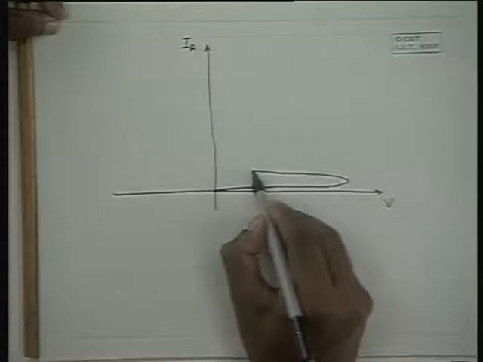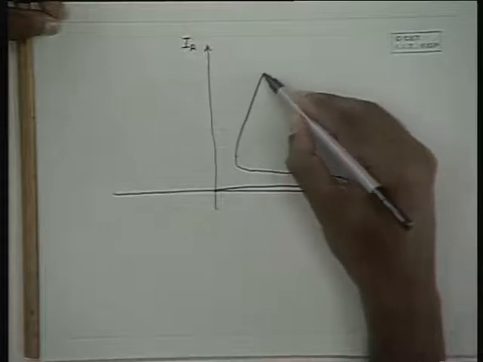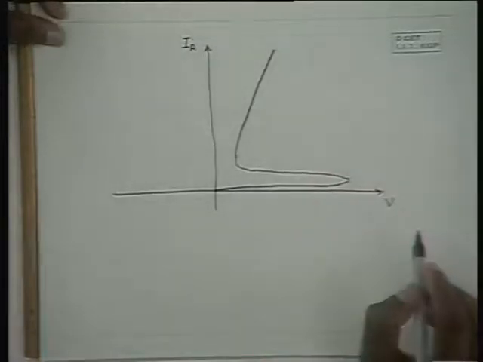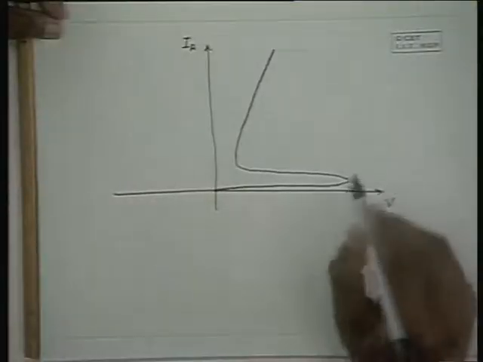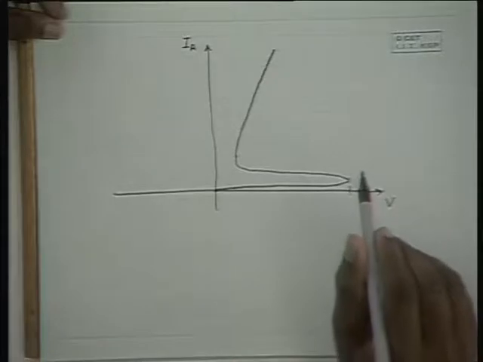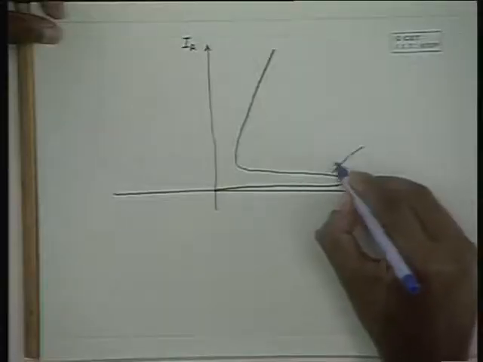goes down if there is a series resistance, and the characteristics are like this. At this point, the device breaks down and current increases. If there is a series resistance between the SCR and the supply, the voltage gets dropped across the series resistance, and as a result the voltage across the SCR drops and current increases. So this is the case when Ig is equal to 0.